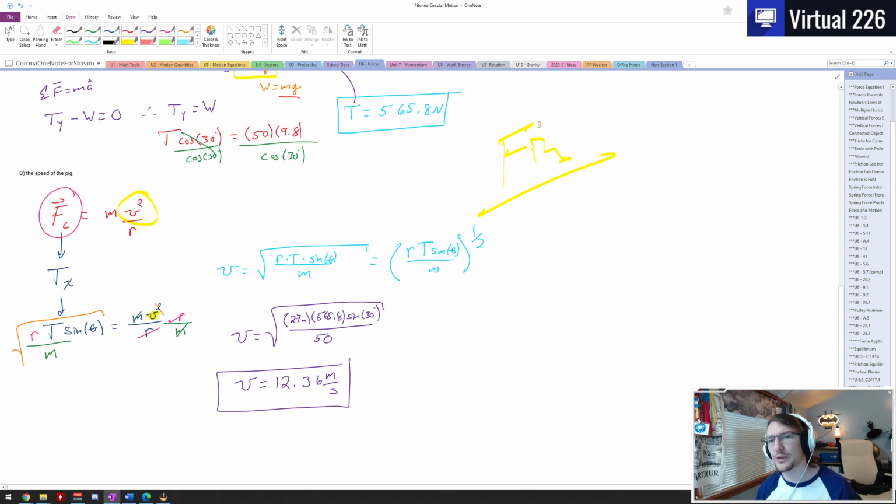And in our practice problem that we'll be doing in a little bit, we'll be looking at another one of these kind of hanging problems of pitched circular motion. And then we'll also be looking at a banked curve of a car going around a track. So stay tuned for those.